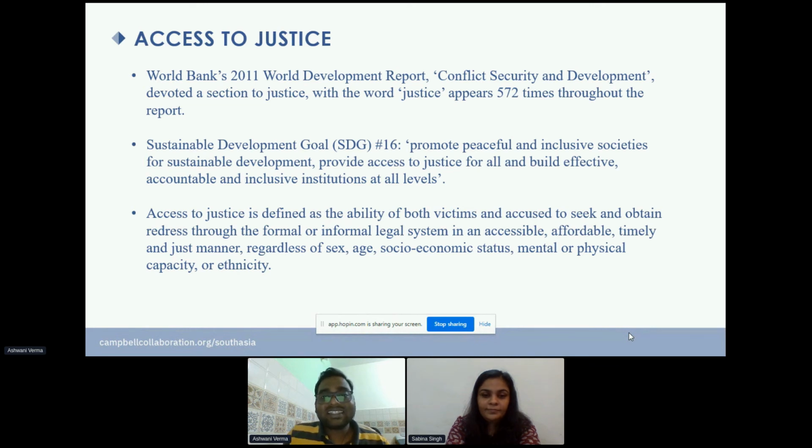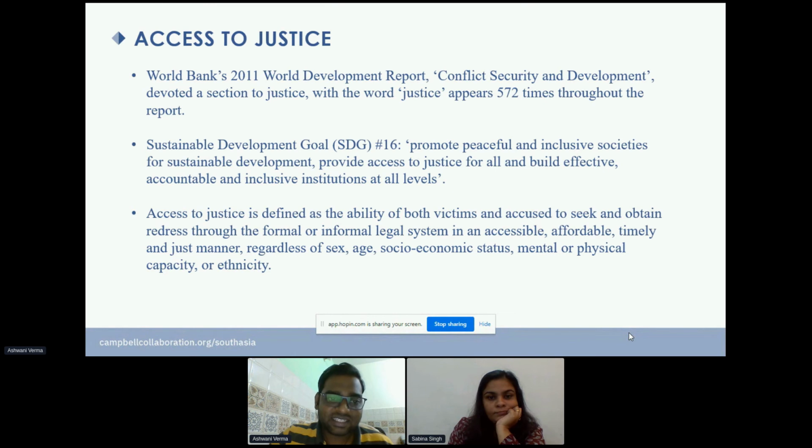Even SDG 16, if you see, promotes peaceful and inclusive societies for sustainable development, provides access to justice for all, and builds effective, accountable, and inclusive institutions at all levels. So this highlights the need for this particular map, which shows which interventions are available in low and middle income countries, what they are measuring, and what the outcomes are for those interventions.